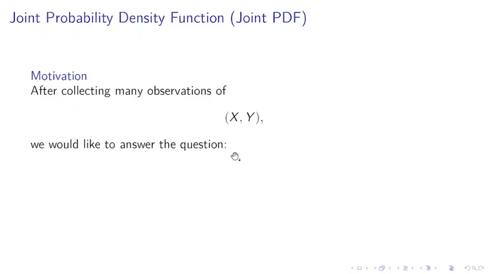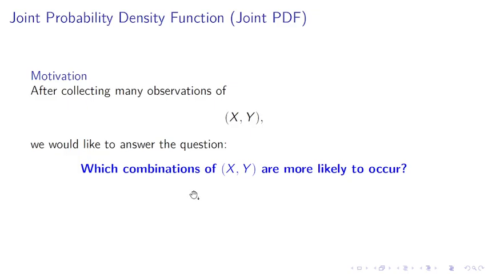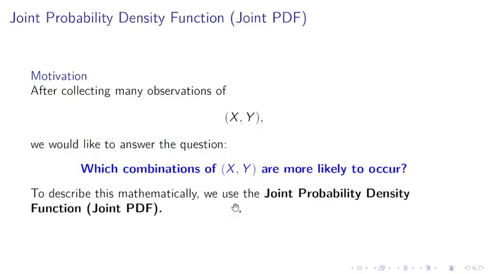probability distribution. Our motivation here is, after collecting many observations of x comma y, we would like to answer the question: which combinations of x and y are more likely to occur? What is the probability of occurrence of the joint random variable?